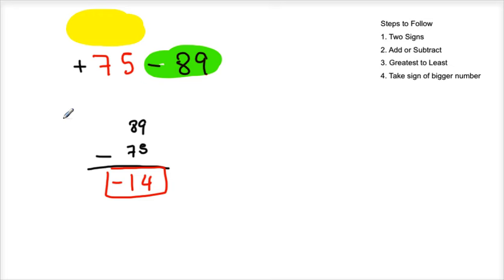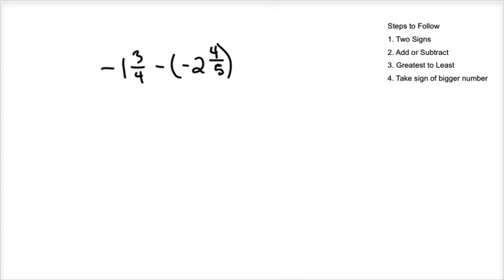Alright, one last quick example. And we're going to change this one up. So rather than having integers, we're going to have some rational numbers here. Now these work exactly the same way. You want to use the same exact rules.